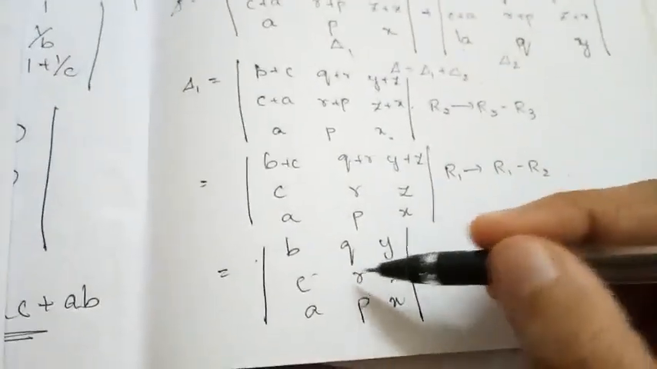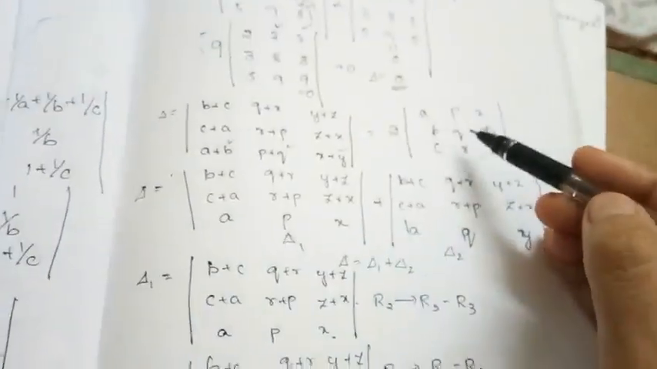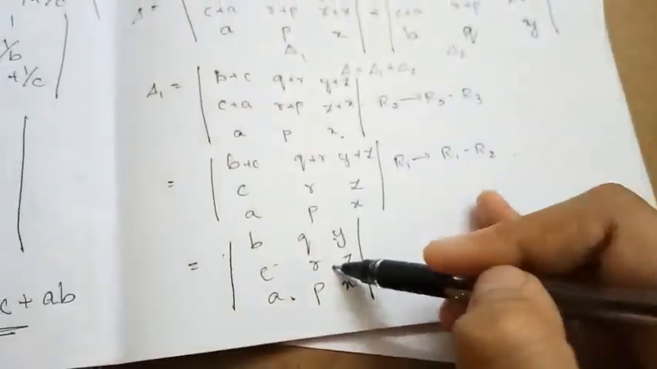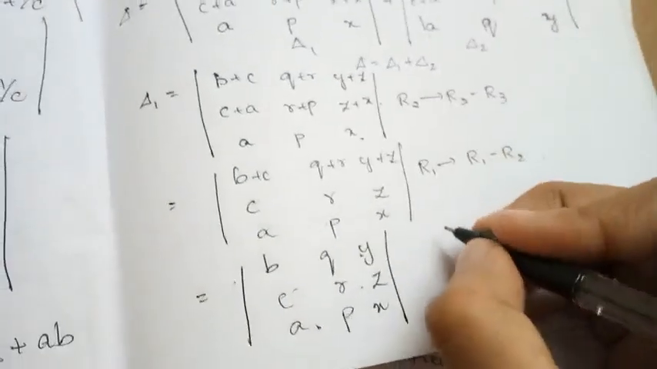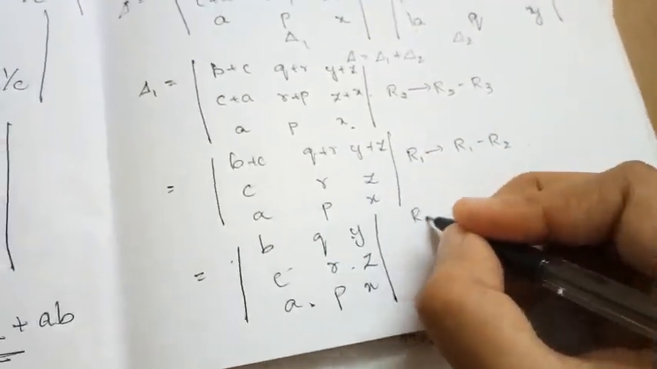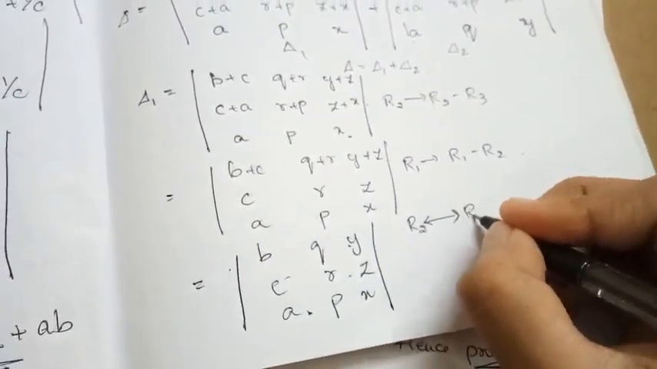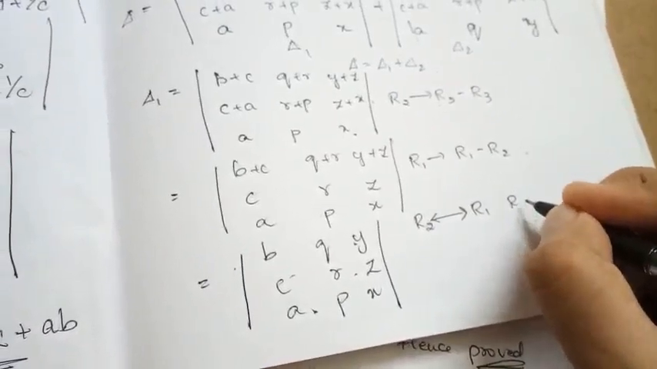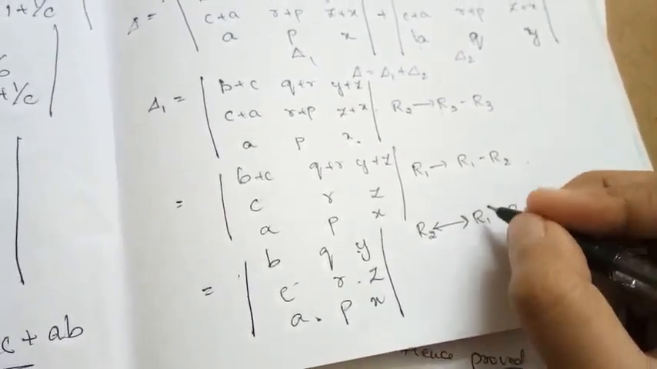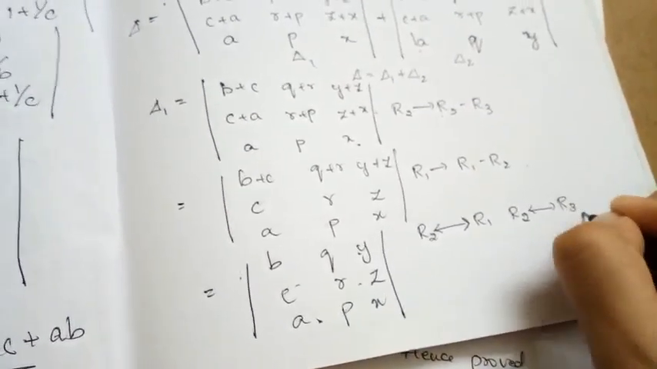So now you can compare this one with what we required from the RHS. You can see here the elements are arranged row wise as it is. APX is in the third row, BQY is in the first row, and CRZ is in the second row. So now we need to shuffle these rows. How am I shuffling? R2 is going to get changed with R1, and then after that, R2 is going to be changed with R3.